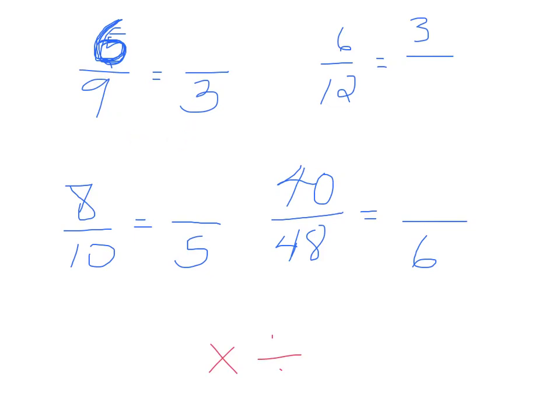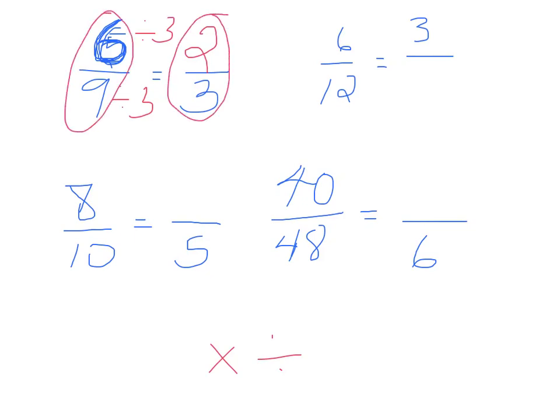Well, if I look at it, 9 divided by what is going to be 3? Well, 9 divided by 3. And just like before, what we do to the bottom, we also have to do to the top. So I'm going to divide by 3. 6 divided by 3 is 2. So the equivalent fractions then are 2/3 and 6/9. Press pause and try the other 3 on your paper.